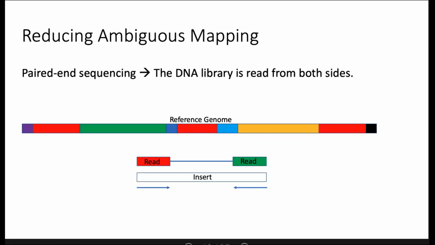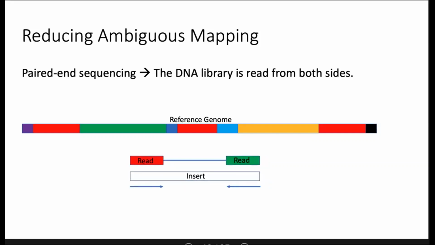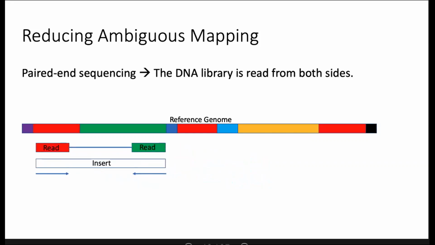However, if we do paired-end sequencing of the same insert from both sides, we can see that the opposite side of the read aligns to the green area, which allows us to map the read to the proper area on the reference genome. By doing this, we remove ambiguous reads, and identify inversions and confirm deletions, et cetera, et cetera.